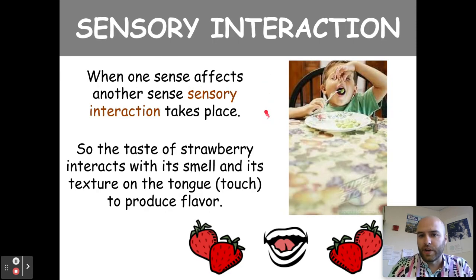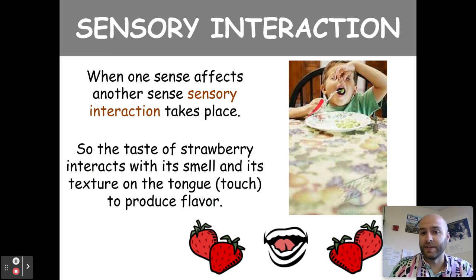Okay, a couple other things to talk about. Our senses, that wraps up our 5 senses, right? Our senses interact to produce certain experiences. So that's called sensory interaction. When one sense affects another, that's what takes place. Example here, the taste of a strawberry interacts with its smell and its texture on your tongue to produce flavor. So flavor is not our sense of taste. Flavor is a sensory interaction that's occurring.